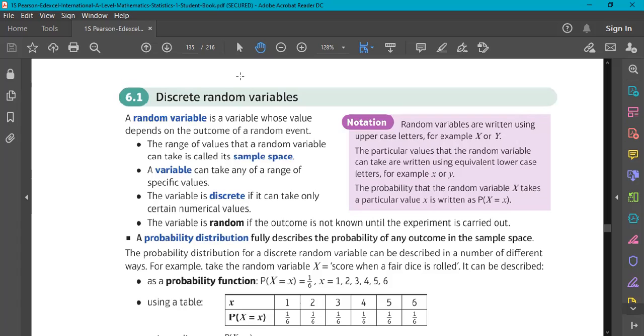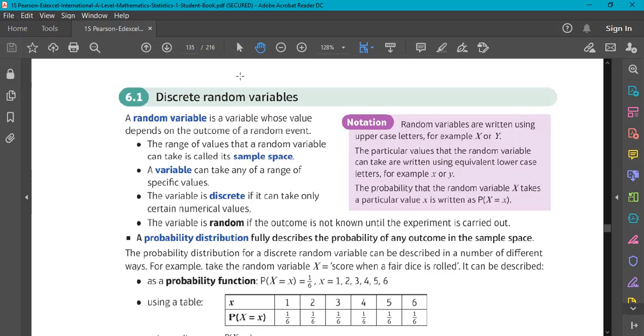Discrete means that if I'm looking for the numbers in an experiment of a die, even numbers, that's 2, 4, 6. 2, 4, 6 are even. That's discrete because we don't have 2.1 on the dice. So that's called discrete random variables. Variables, something changes.